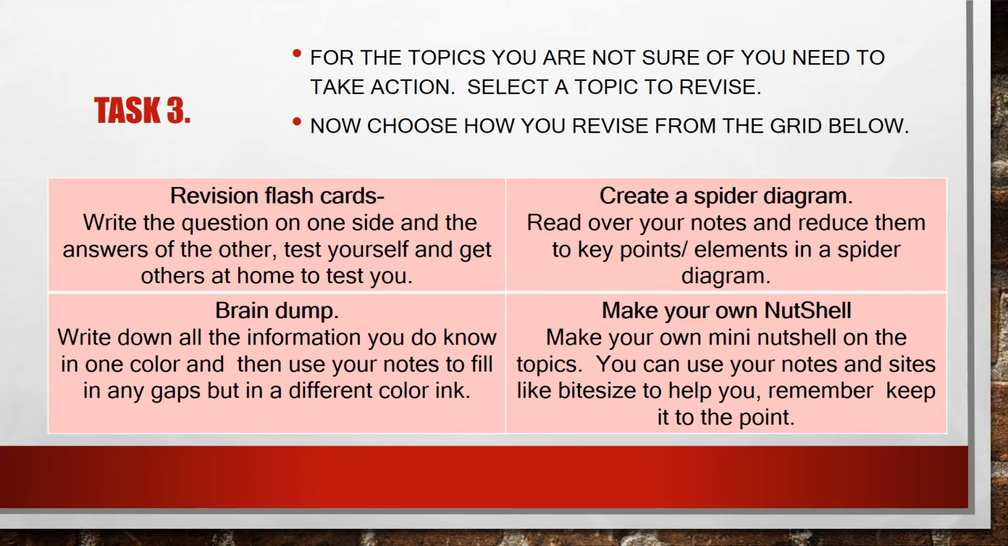So what I want you to do is to choose one of the topics that you're not so confident on. And then I want you to choose from the grid below a way to revise that topic. Okay, so it could be that you make revision flashcards or you make your own nutshell or anything that's active really, but ideally from those 4 topics there.